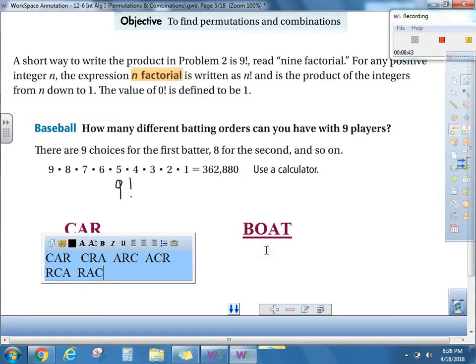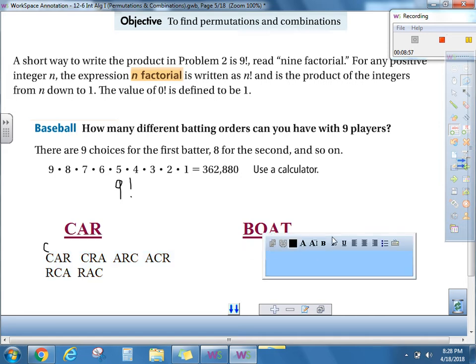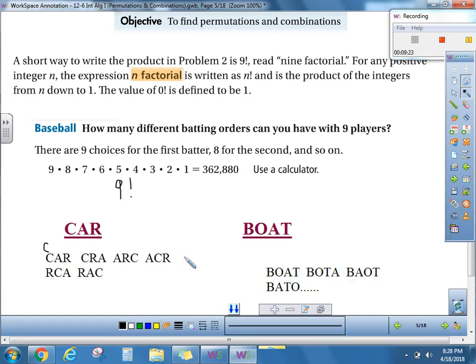We could do the same thing for the word boat. But now, since we have 4 letters instead of just 3, this is going to get a bit more complicated. We're going to have to spend some more time trying to rearrange them. B-O-A-T, B-O-T-A, B-A-O-T, B-A-T-O, and so on. We could keep going. So you're probably thinking there's got to be a shorter way, and you're right.